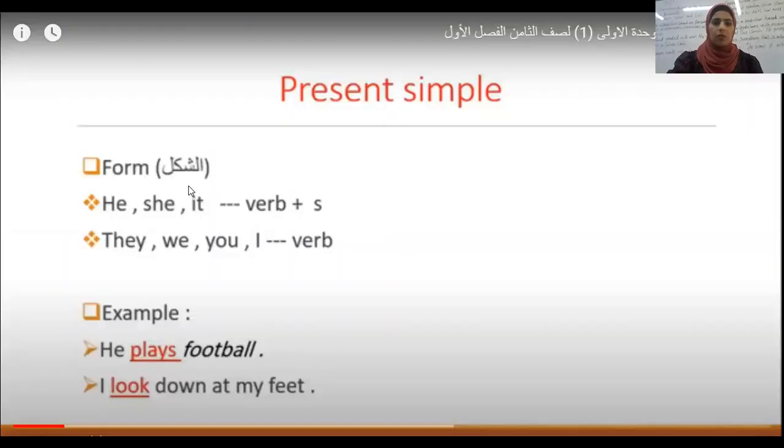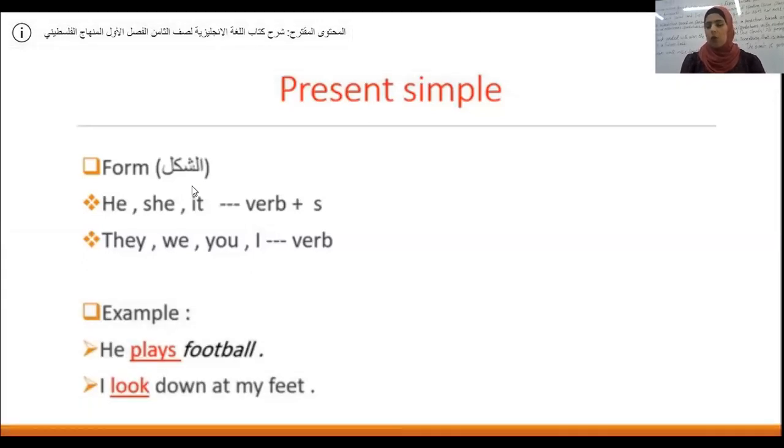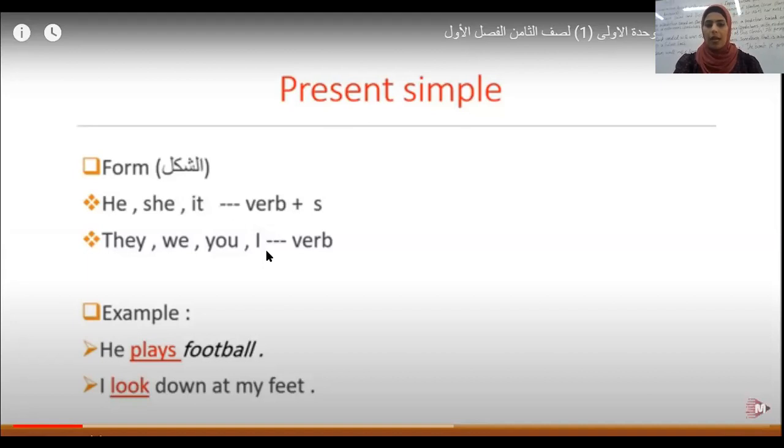As you can see, present simple has the form of he, she, it with verb s, and they, we, you, I with infinitive verb. What does that mean? I'm going to tell you what that means. When the subject is singular, we need to use verb with s, like he plays football. And when the subject is plural, like they, we, you, and I, here we need to use the infinitive verb after the subject, like I look down at my feet.